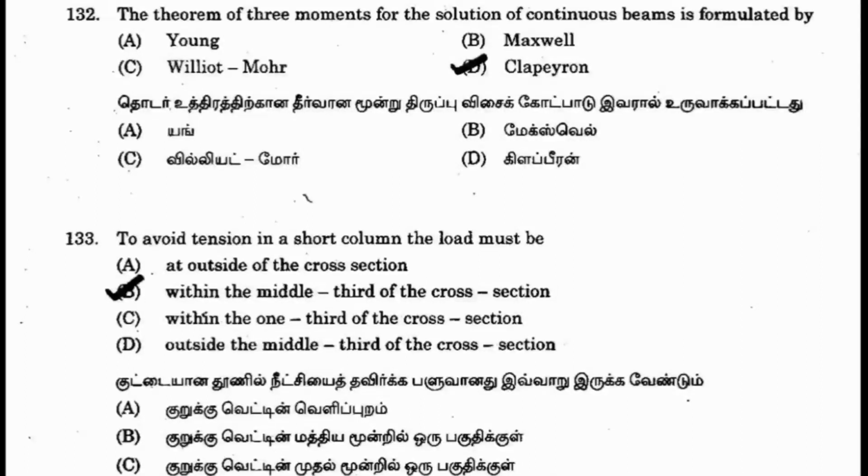Actually this is for a square or rectangular section. If they ask the same thing for a circular section, it is the middle fourth rule. So it should be d by 4 only. Here the middle fourth is not there in the option, so we can choose this directly.